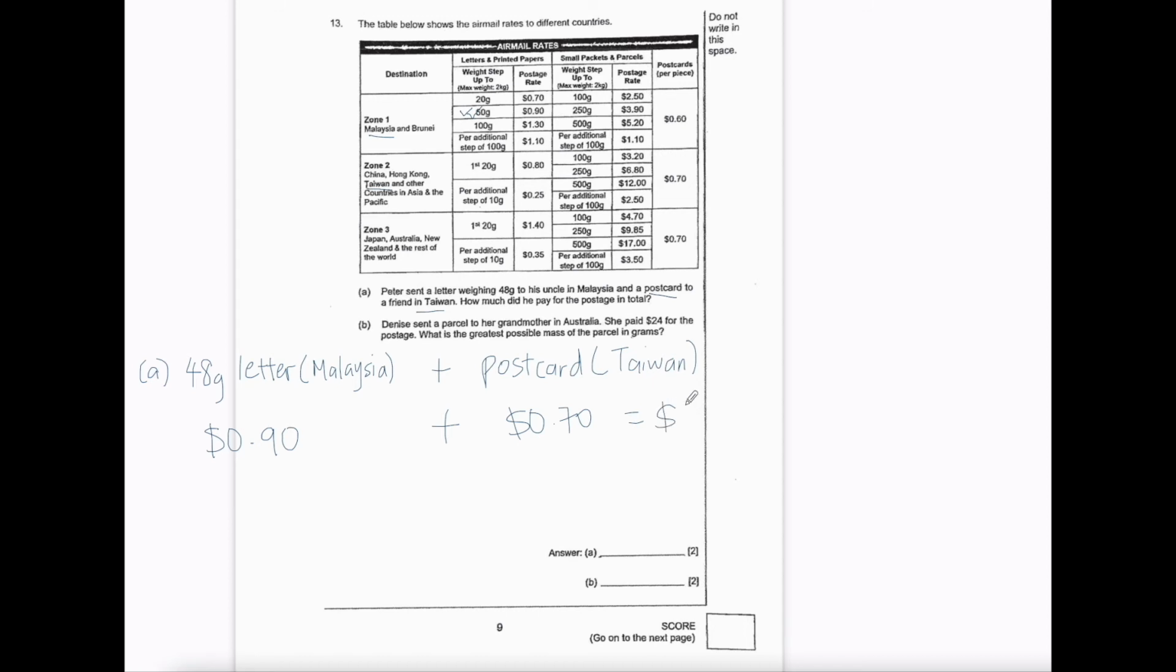Calculator will tell me that my answer is 160. That's it. They're actually awarding you 2 marks for reading this table. Okay, so don't lose it. So part B.